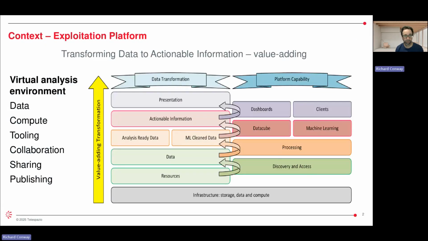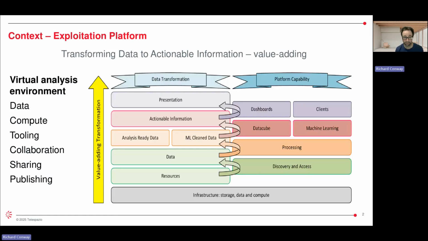So the exploitation platform builds upon an infrastructure that already provides storage, data and compute capabilities. And really the role of the exploitation platform is to support extracting value from that data. So we can see this value chain in which the data is transformed typically through a number of steps, through analysis ready data, perhaps preparing data for machine learning, and then ultimately from that data through processing you can extract information that is then presented to decision makers.